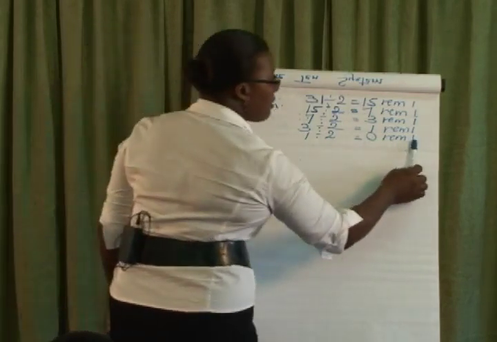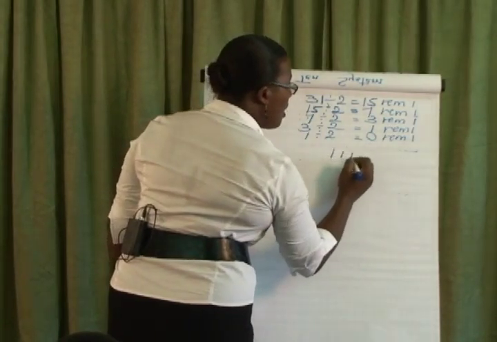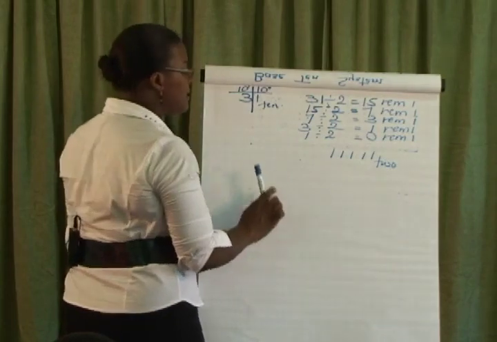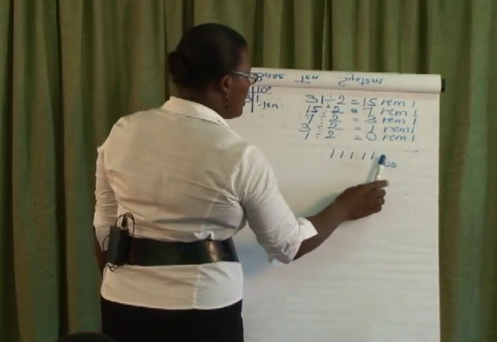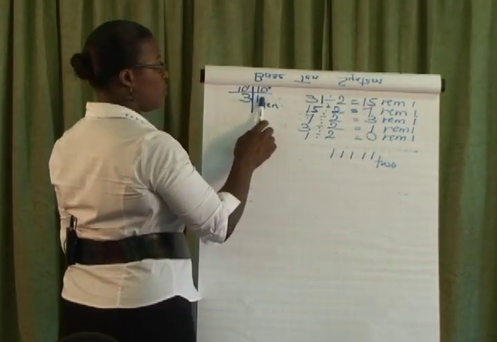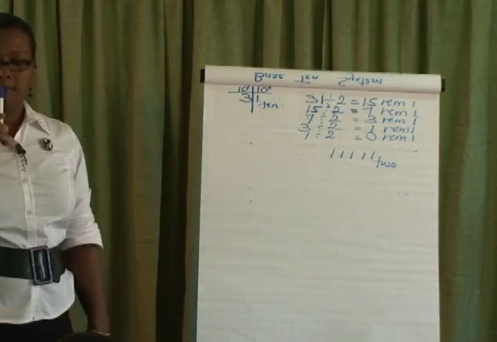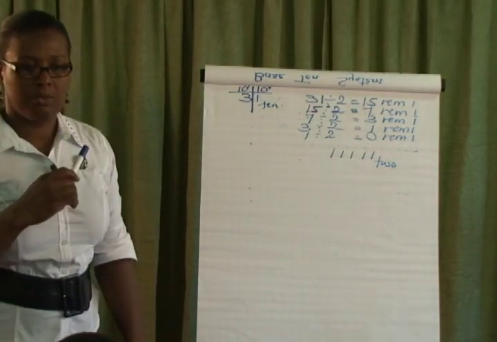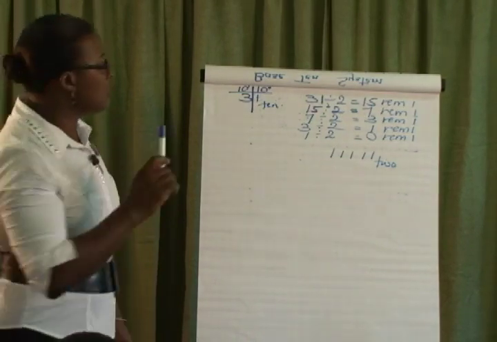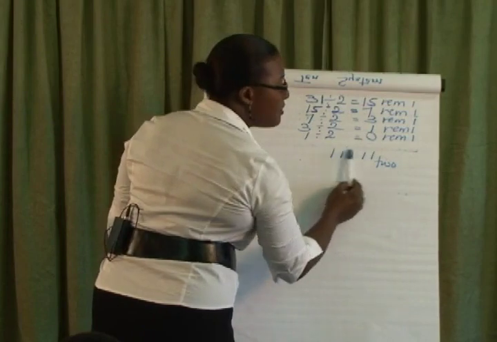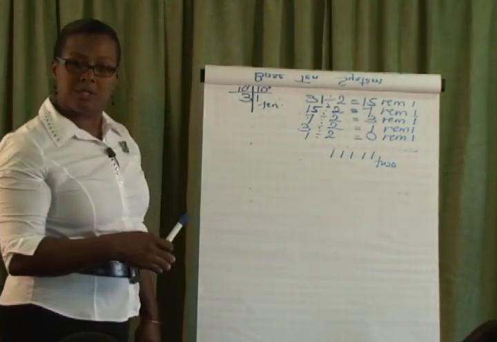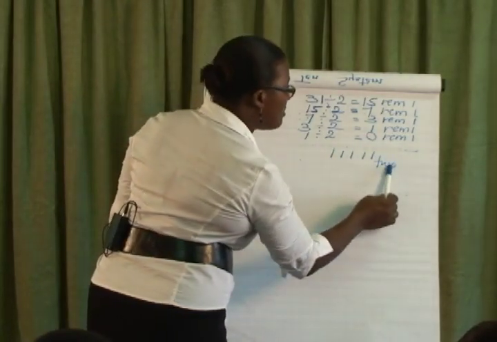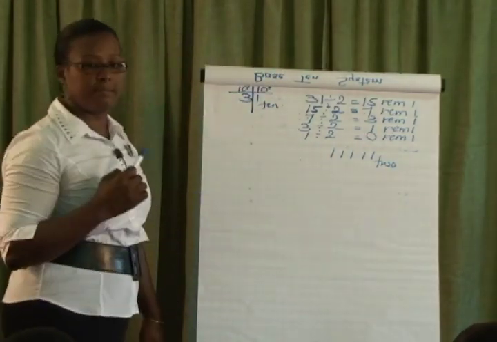So we begin here. So we have 1, 1, 1, 1, 1, base 2. So we know that 1, 1, 1, 1, 1 in the base 2 is the same as 31 in the base 10. Now we want to justify that that is so. So what I want you to do is to draw the base 2 column with the grouping of the 2's and prove to me that yes, 1, 1, 1, 1, 1 to the base 2 is indeed 31.